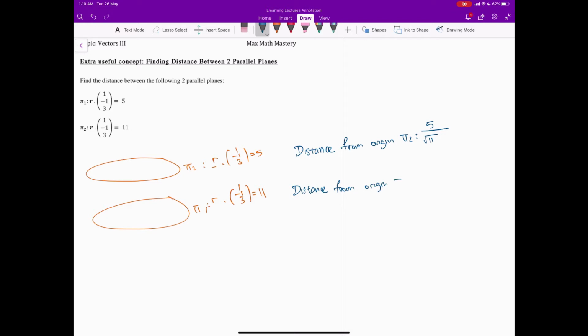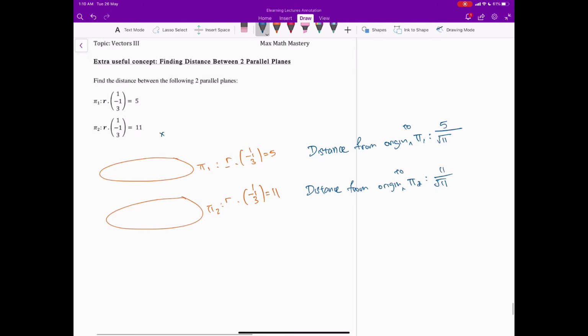origin to plane 2, plane 1 over here. Sorry, I realized there's a mix-up over here, my bad. Okay, this is plane 1, this is plane 2. So the distance from the origin to plane 1, my bad. I hope you are still following me. Distance from the origin to plane 2 will then be 11 over root 11. So assuming my origin is here, the distance from plane 1 to the origin will be 5 over root 11. The distance from plane 2 to the origin will then be 11 over root 11.